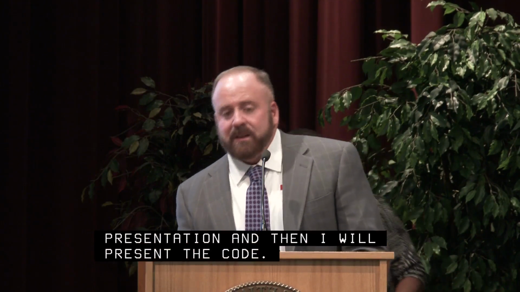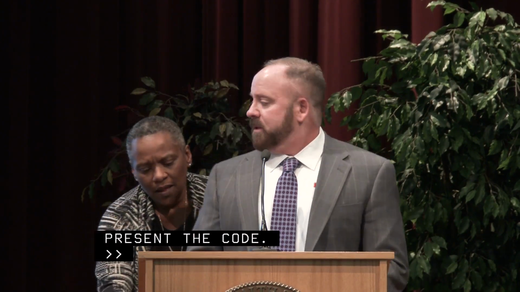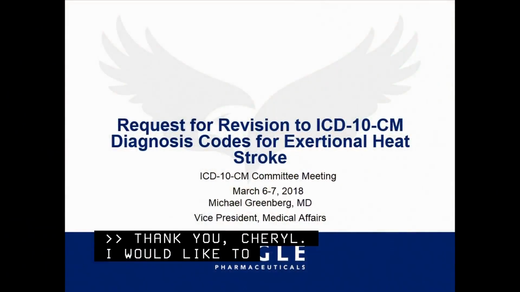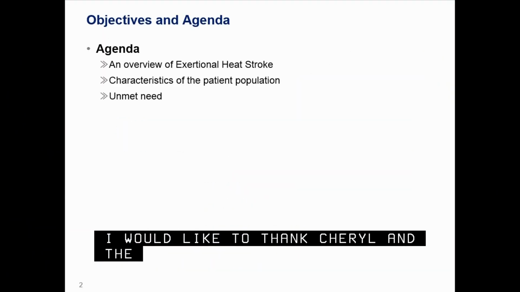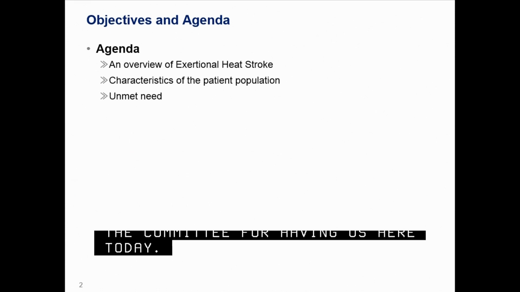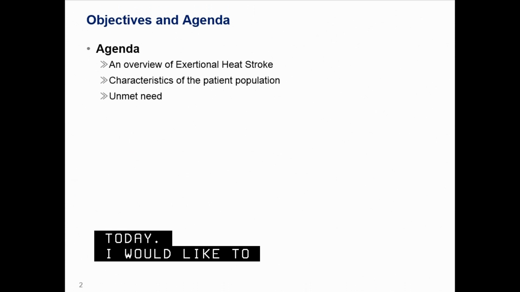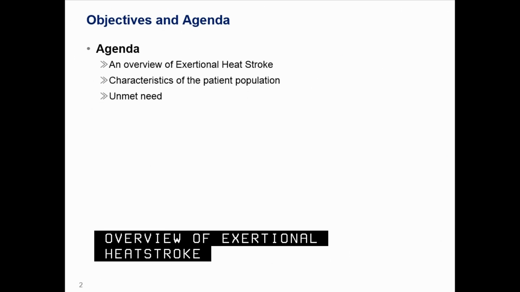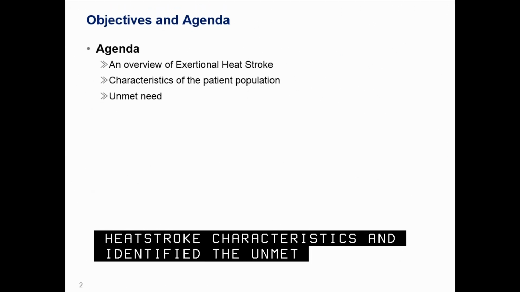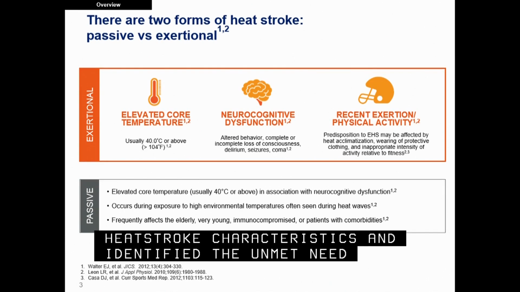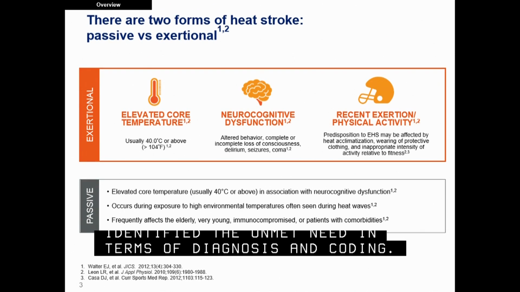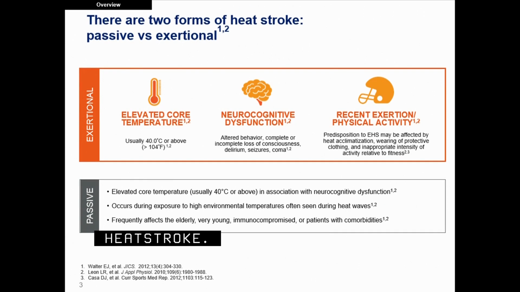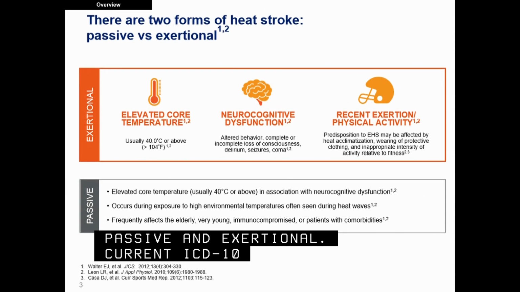Thank you, Cheryl. I'm Mike Greenberg from Eagle Pharmaceuticals. I'd like to thank Cheryl and the committee for having us here today. And I'd like to discuss an overview of exertional heat stroke, characterize the patient population, and identify the unmet need in exertional heat stroke, particularly in terms of diagnosis and coding. So there are two forms of heat stroke, passive and exertional, and current ICD-10 codes are unable to distinguish the two forms of heat stroke.